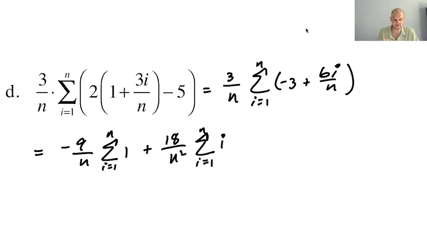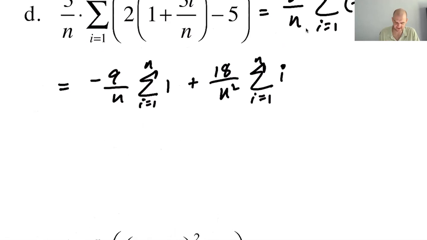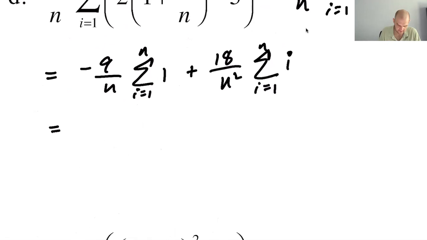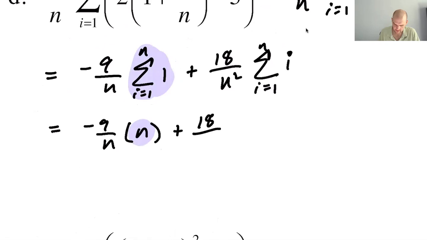I find this encouraging, and I will tell you why in a second when we simplify this a little. So this will be negative 9 over n. And then the sum of 1 from 1 to n, that's just n times 1, so that's just n. So that comes from here. And then 18 over n squared. The sum of I from 1 to n, well, that's literally the formula, right? It's n times n plus 1 over 2.